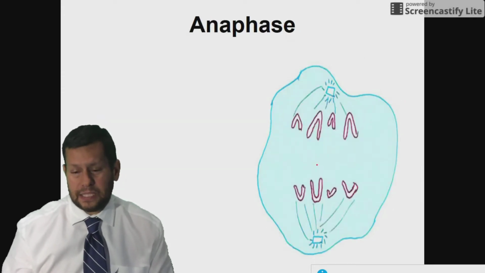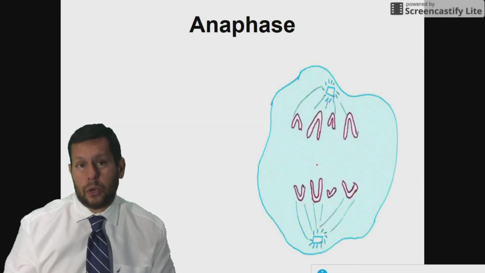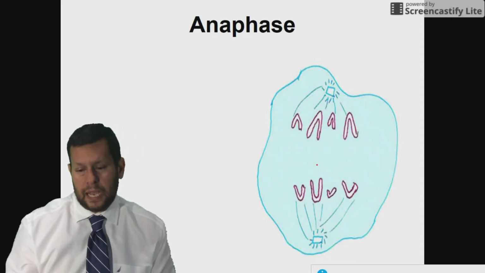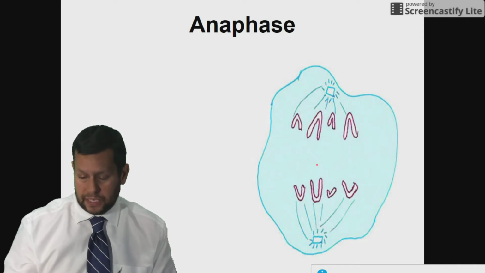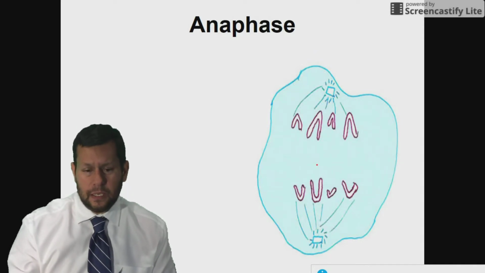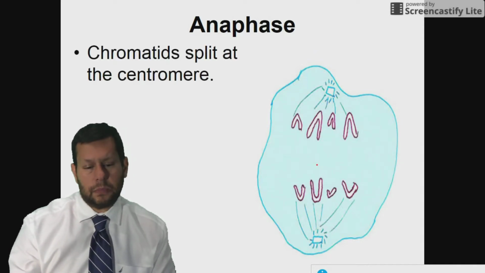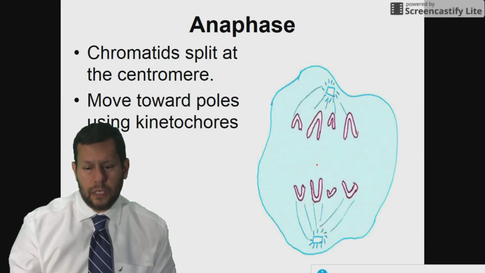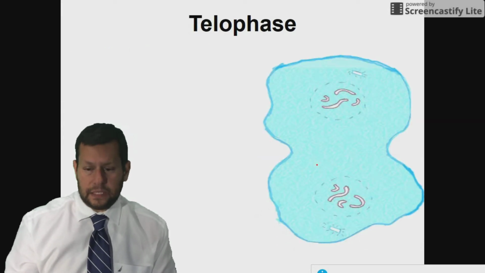We have anaphase. In anaphase, the chromatids are going to start moving apart. They're moving along those spindle fibers with kinetochores, and we have an equal division. So pretty easy. The chromatids are going to split at the centromere, and they're going to start moving toward the poles using kinetochores. Finally, we get to telophase.